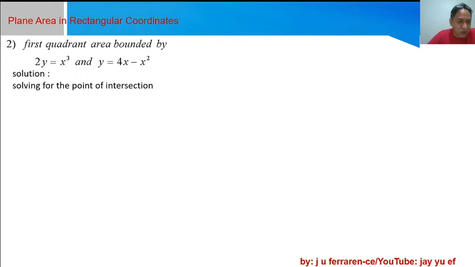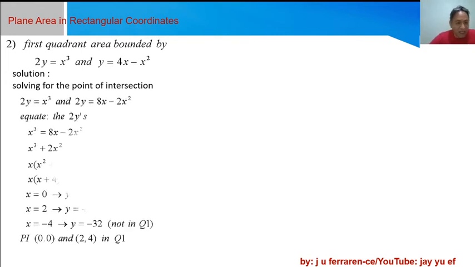Now this is 2y and this is y. Okay, so if this is 2y and this is y, maybe I can multiply the second equation by 2, so my second equation will also be 2y, which is twice, that is 8x minus 2x squared. So if this is 2y, that's 2y, I can equate the 2y's equation. So x cubed is equal to 8x minus 2x squared.